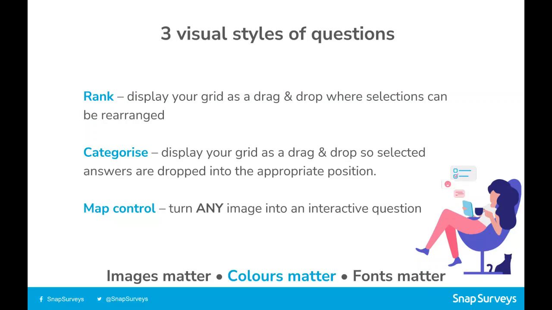It sounds simple, but I have to say I really love map control questions. I think they're a little bit of magic because you can literally take any image you've got, whether that's a stock image, an internal image that you've had created by your web team, or it can be something like a photograph, for example. You can put boundaries around any part of it and make them selectable fields so you can make it an interactive question. And I have to say, I really do love map controls.